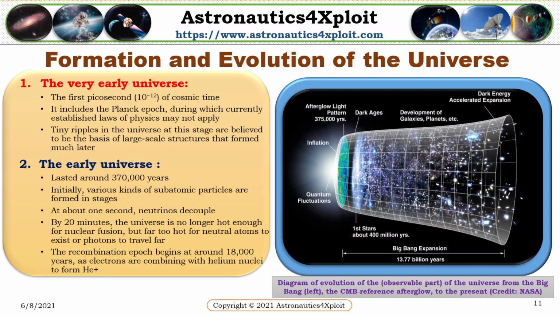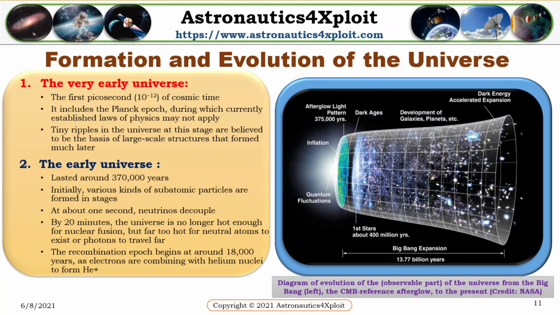Tiny ripples in the universe at this stage are believed to be the basis of large-scale structures that formed much later. The early universe. The early universe lasted around 370,000 years. Initially, various kinds of subatomic particles are formed in stages. At about 1 second, neutrinos decouple.